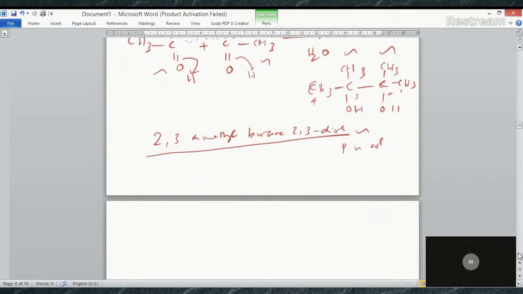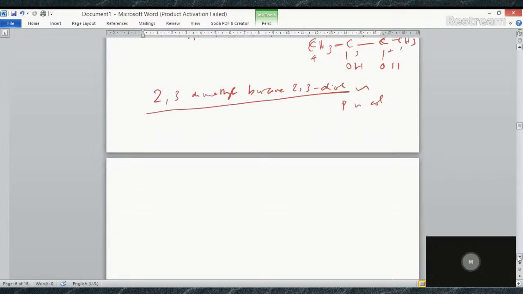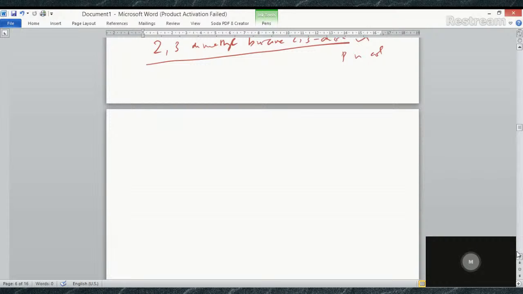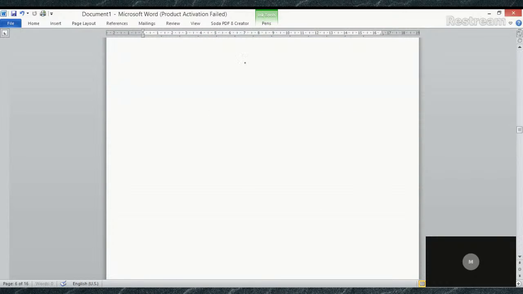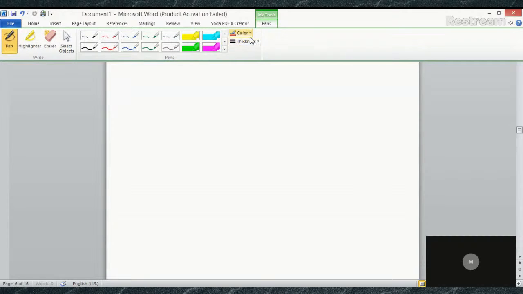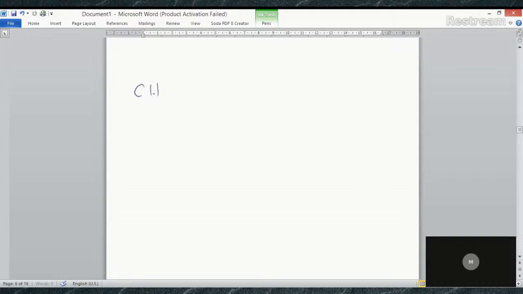Yes, this is the pinacol formation. I am repeating it. CH3 C CH3 double bond O plus C CH3 double bond O.